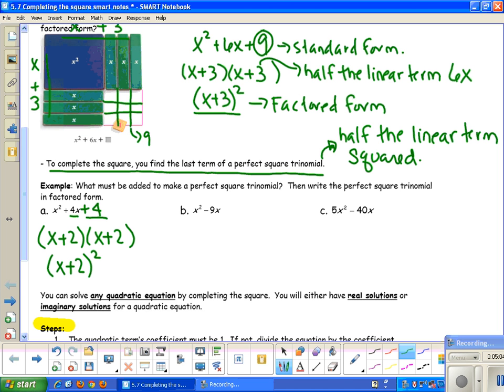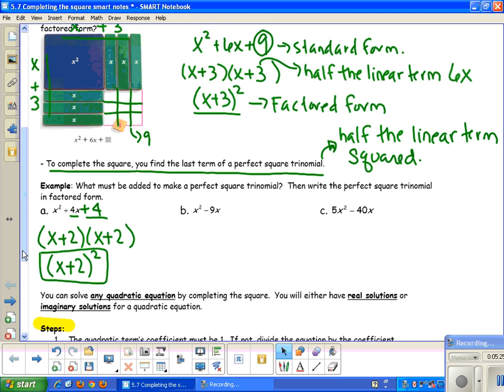And remember, since it's a square, that's why both of these have to be the same, because each side has to be the same in a square. And if we were to FOIL that back out, we would get x squared plus 4x plus 4. So the 4 must be added to make it a perfect square trinomial, and then this would be the factored form. So let's do b.